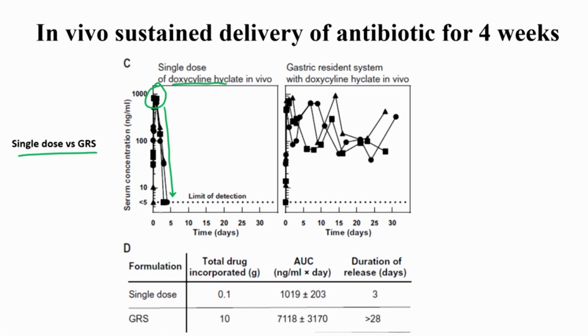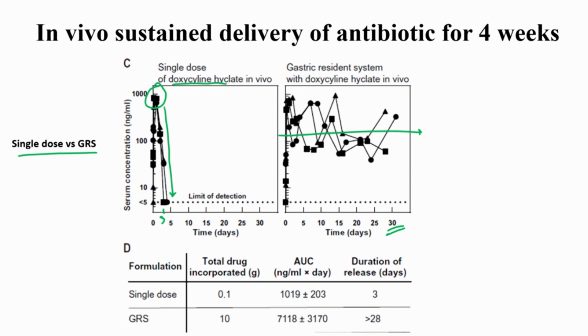So, by day 2, day 3 whatever you have given is gone. Now you have to take more tablets if you want to maintain this concentration, whereas here with the gastric resident system, it reaches a high concentration and then it hovers in that range. So, you can get quite a bit of sustained release over a period of, in this case, up to 30 days.